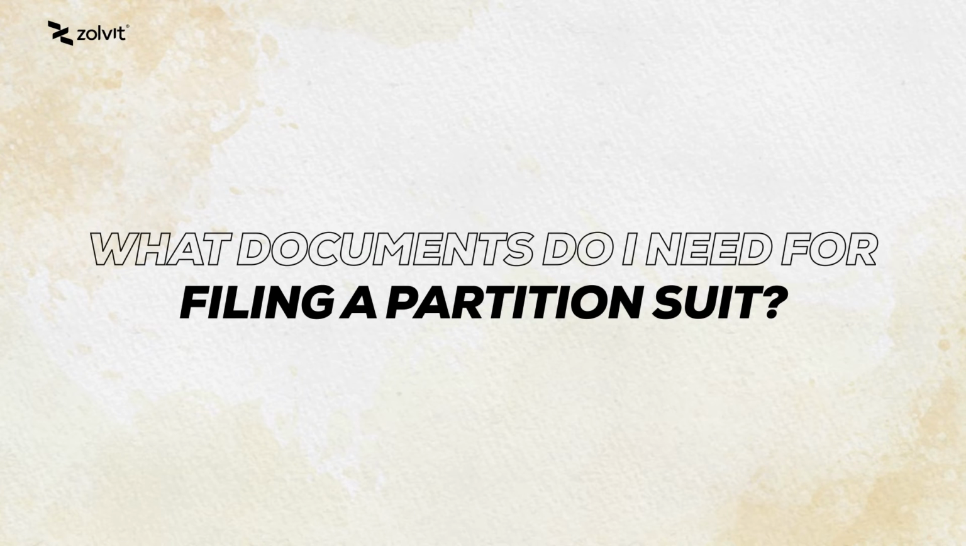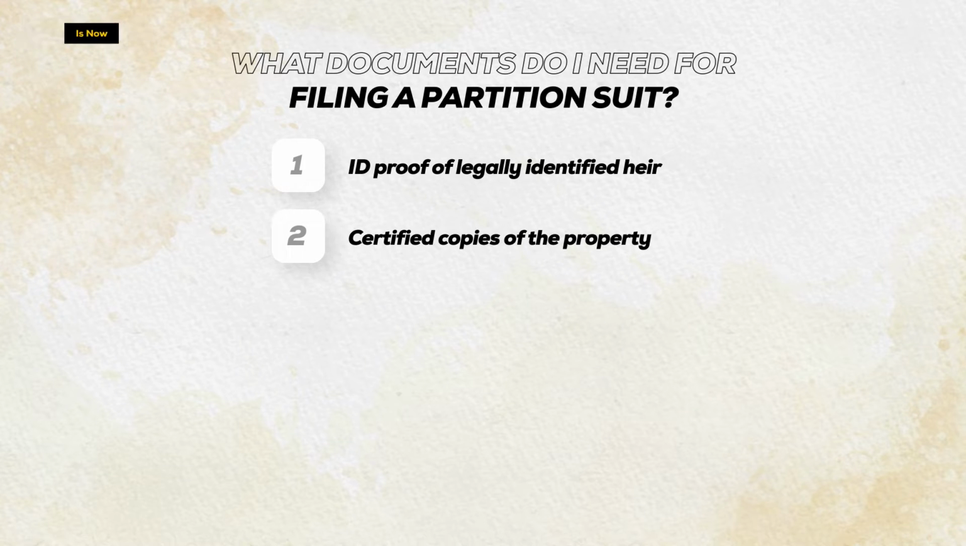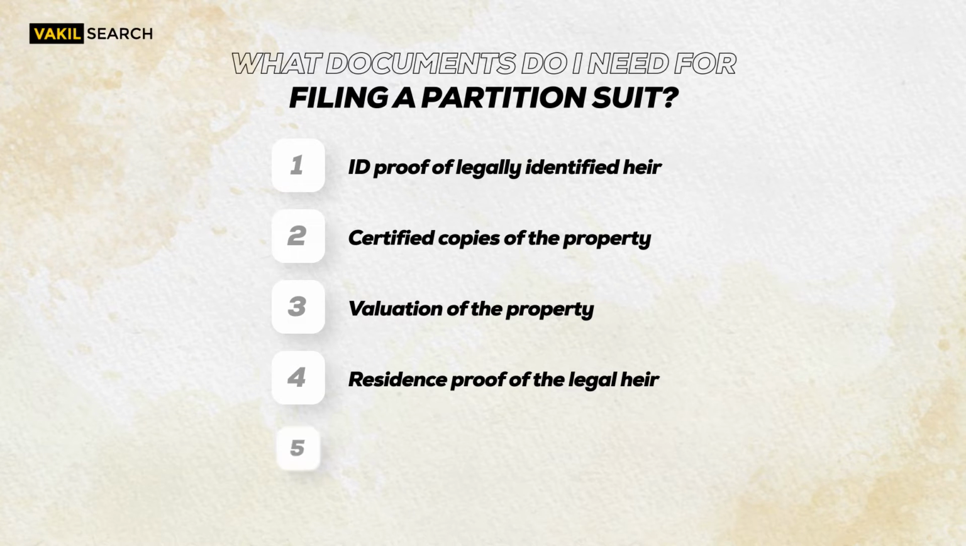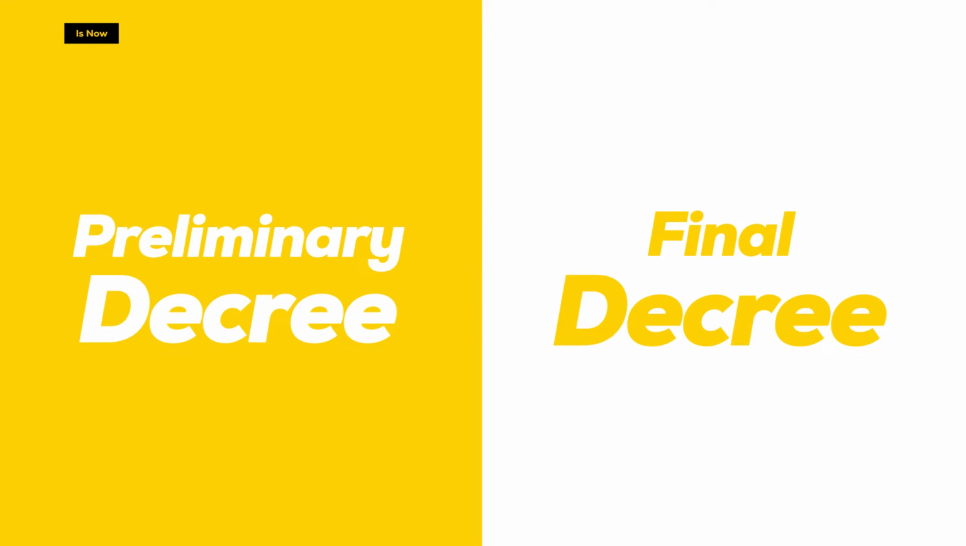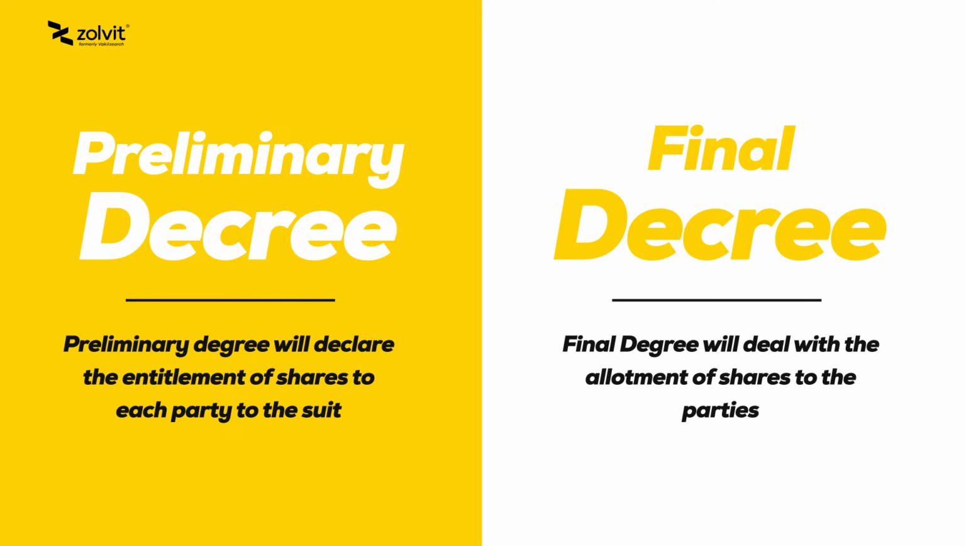Now, what documents should you hold to file a partition suit in India? ID proof of legally identified heirs, certified copies of the property, valuation of the property, residence proof of the legal heirs, and the family tree. There are two decrees granted in a partition suit: the preliminary decree and the final decree. The preliminary decree will talk about the entitlement of shares to the parties to the suit, whereas the final decree will talk about the allotment of shares to the parties to the suit.